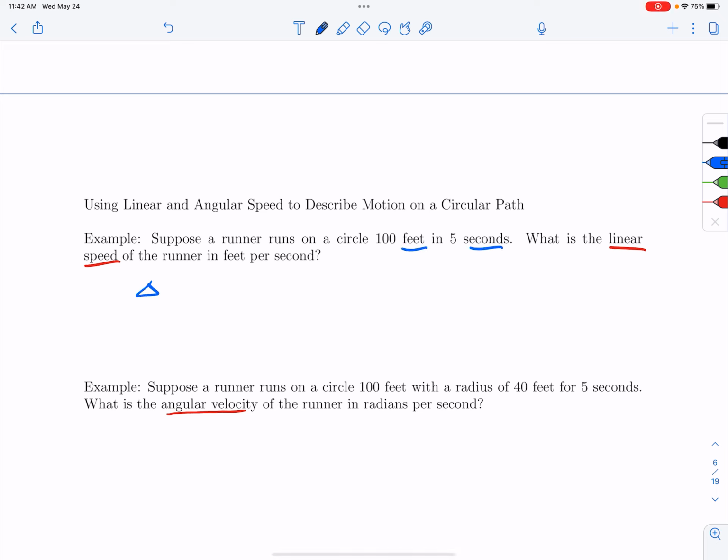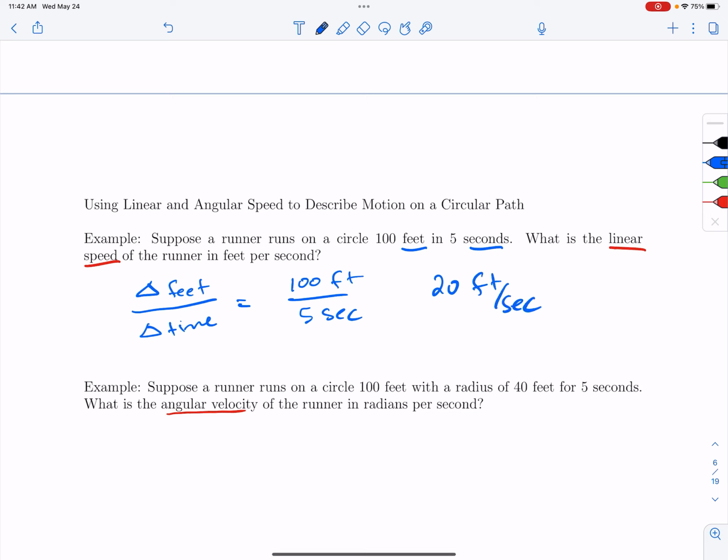So this is feet per second. Remember, linear speed is the change in distance, in this case the change in the number of feet, divided by the change in time. We have 100 feet divided by 5 seconds. If I reduce the 100 over 5, I get 20, so 20 feet per second. That is probably not anything very surprising. You've been doing these types of speed calculations in many previous classes. What is new, though, is what happens when we want to know what the angular speed is.